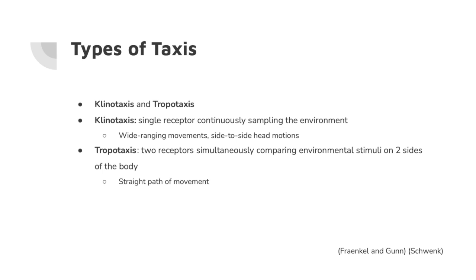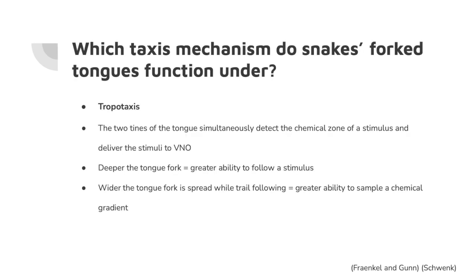Tropotaxis involves 2 receptors, or sense organs, simultaneously comparing stimuli on 2 sides of the body, allowing them to quickly identify the location and direction of a stimulus. This is typically characterized by a straight path of movement towards or away from a stimulus source. The forked tongue of a squamate is hypothesized to function under a tropotactic mechanism.